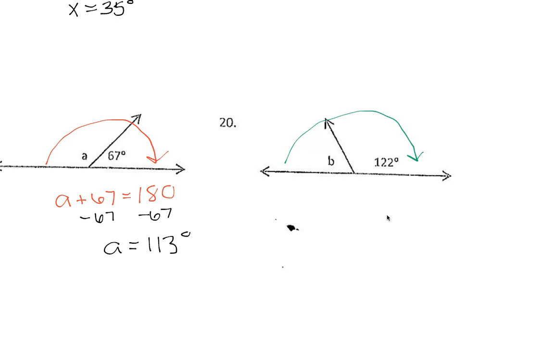Or like what we were doing earlier, we were saying if that together makes a straight line or a semicircle, then we can just take that 180 and take away the 122. And we can say B is 58.